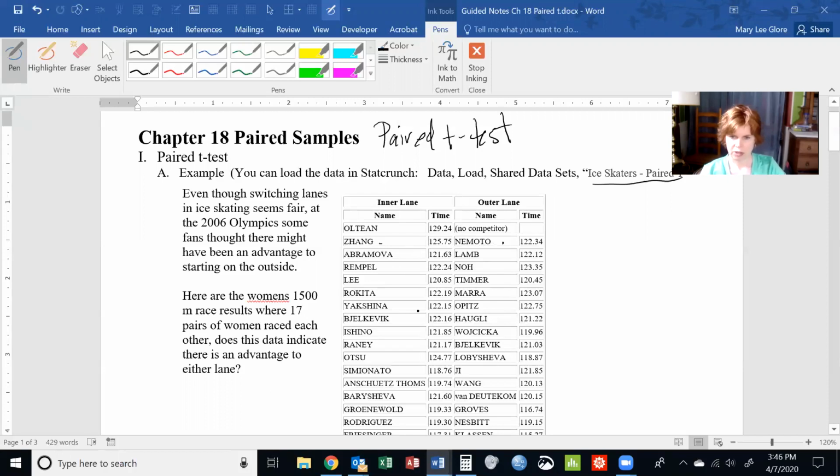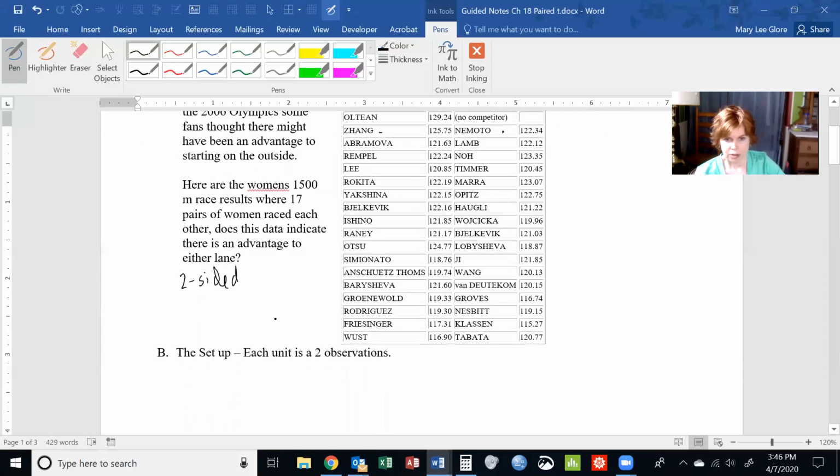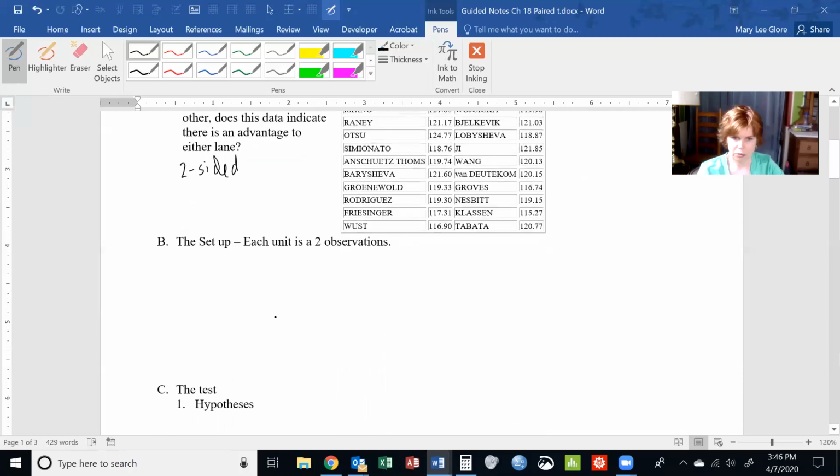What we want to know is, does this data indicate that there is an advantage to either lane? So this is going to be a two-sided test, because we're interested in whether either side is an advantage. So what's the setup for a paired t-test? This is different than independent t-tests.